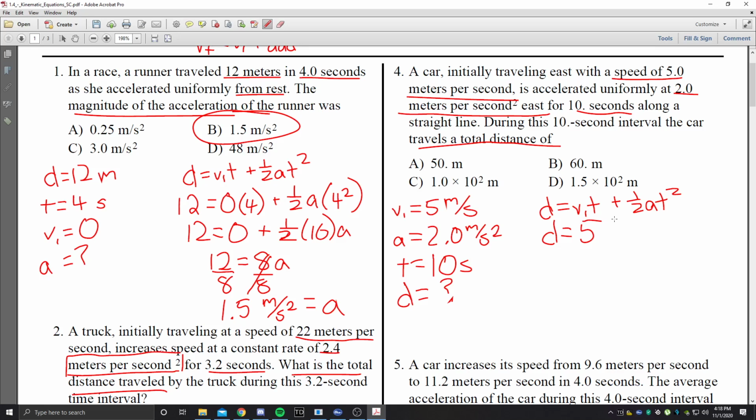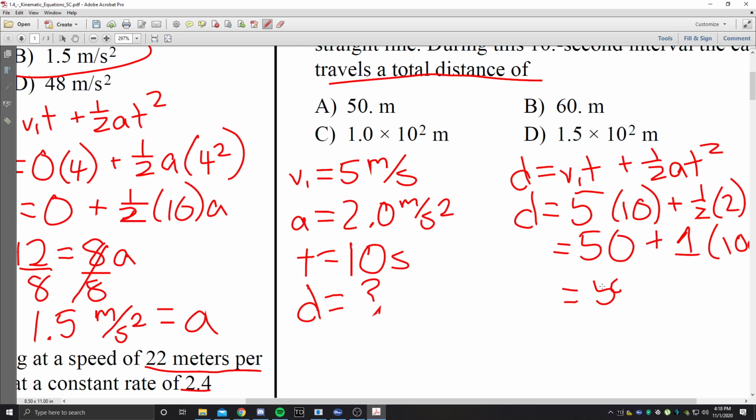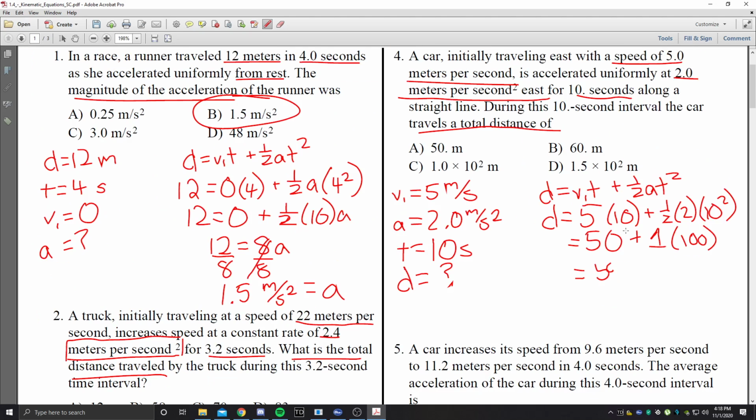Okay, cool. So 5 times 10 plus 1/2 times 2 times 10 squared. So we're going to simplify. 5 times 10 is 50. 1/2 times 2 is 1. 10 squared is 100. So 50 plus 100, and we get 150 meters.